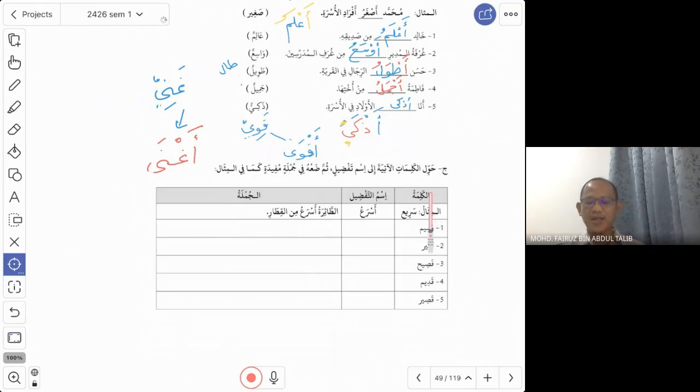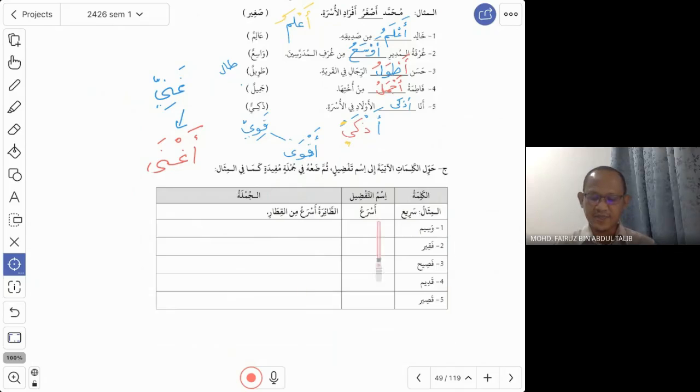Jim, how will al-kalimat al-atiyah? Again, the instruction is similar: change the following kalimat to isim tafdil, af'alu, and then put it in a jumla mufida. You write it in a sentence. Okay, so please, everybody, please try this.